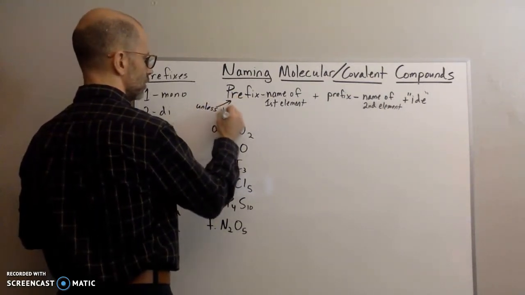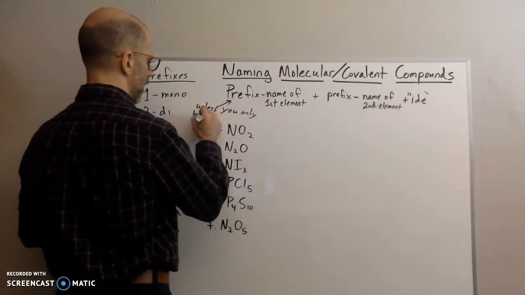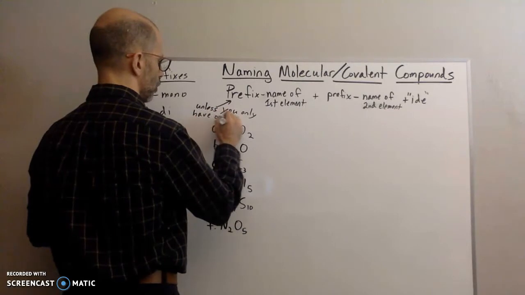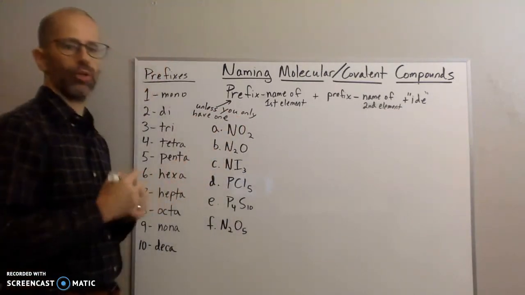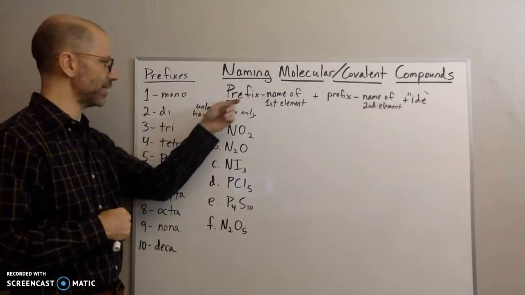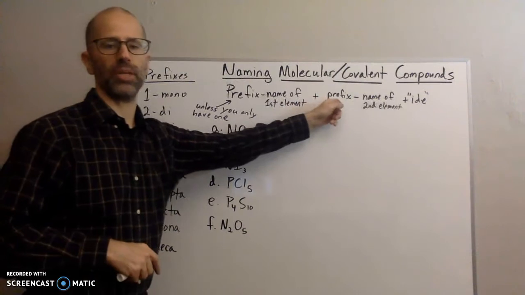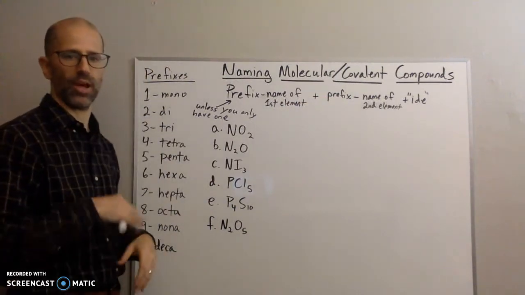Unless you only have 1. If you only have 1, then there's no prefix. And this only applies to the first element, not to the second element. The second element, you will always have a prefix, whether you have 1 or not.